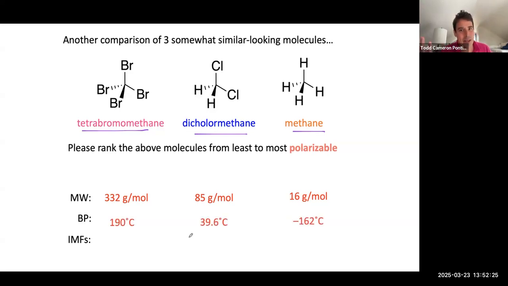And if we compare these boiling points, again, this really emphasizes this molecule here, dichloromethane, has a partial negative and a partial positive side, which is all well and good, but its mass is so much less than the tetrabromomethane that it still has a lower melting point. So polarizability can actually make a really big difference in these.